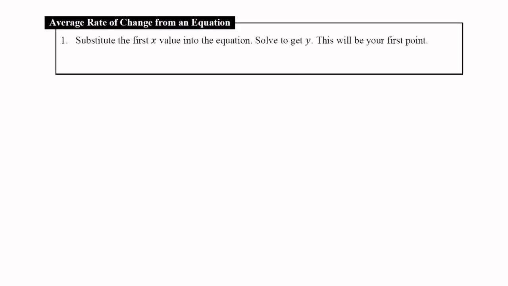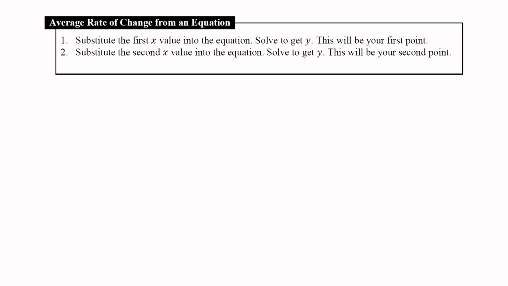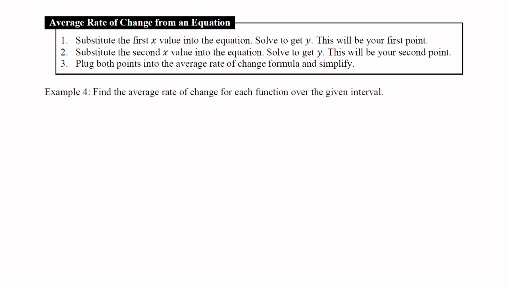You're going to substitute the first x value into the equation, solve to get y. This will be your first point. Substitute the second x value into the equation, solve to get y, this is your second point, and then plug both points into the average rate of change formula and simplify. So let's do a couple of examples, starting with A.